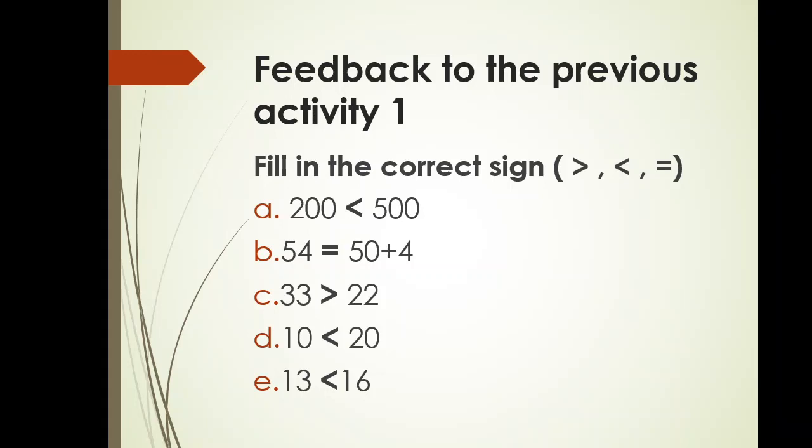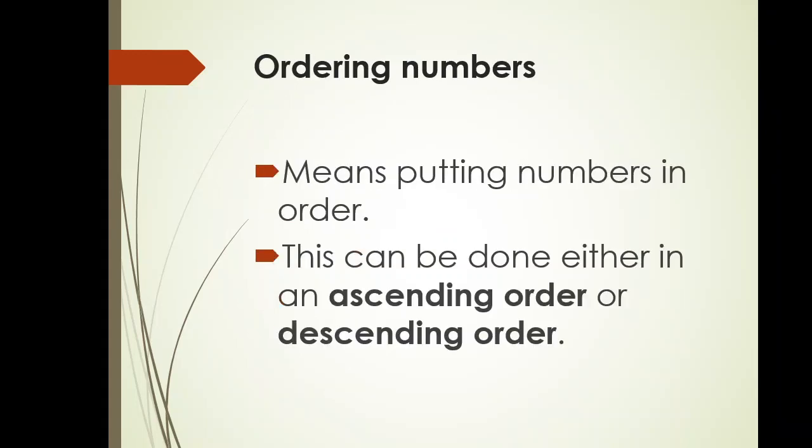And then our last one, we have 13 on our left hand side, and then we have 16 on our right hand side. So because 13 is the smaller number here, the tip must be pointing to 13, and the mouth must be pointing to 16. So we read as follows: 13 is less than 16. Okay, we are done with the answers to activity 1 of our previous lesson. So we move on to today's topic.